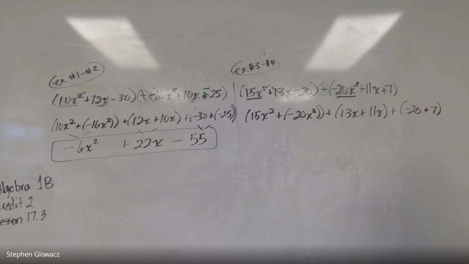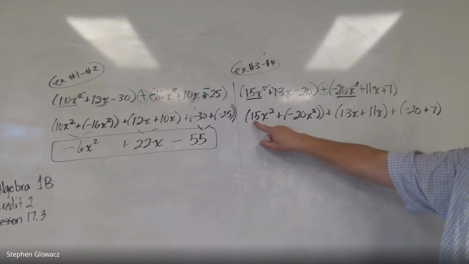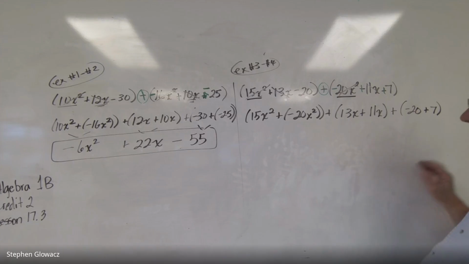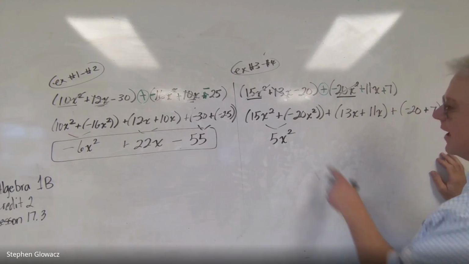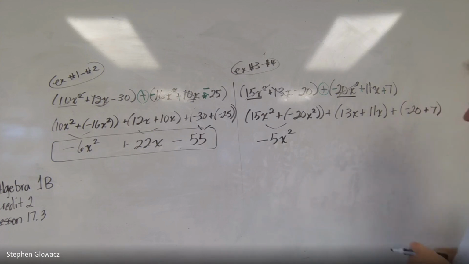Now it's just a matter of combining these like terms here. So we have a positive 15 and a negative 20. So signs are different, so we subtract. 20 minus 15 is 5. So 5x squared. But the larger number, the 20, is negative. So that's a negative 5x squared.